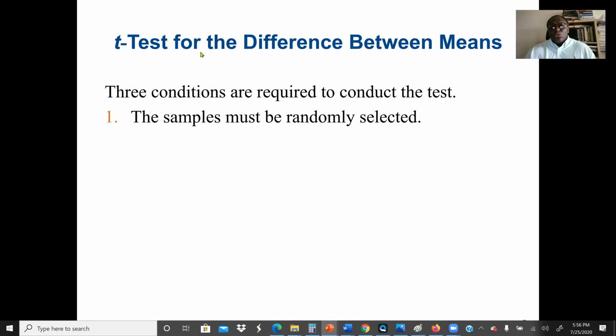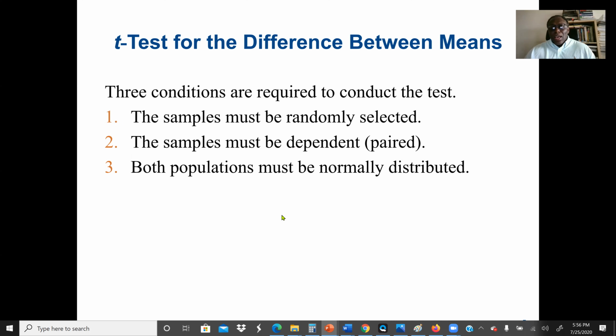So in order to do a t-test for the difference of two sample means, there are three conditions that are required to conduct the test. One, the samples must be randomly selected. Second, the samples must be dependent, so they must be paired and dependent. Then the last, both populations must be normally distributed. So these are the three conditions we have to meet.